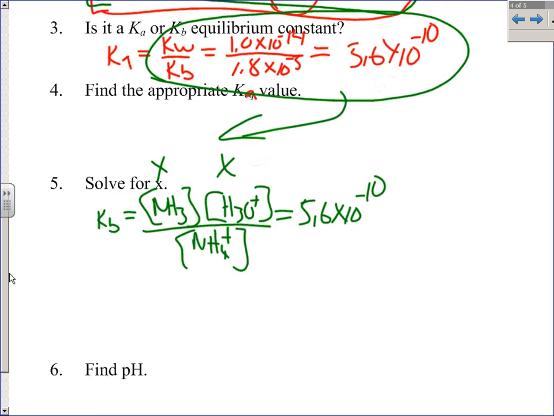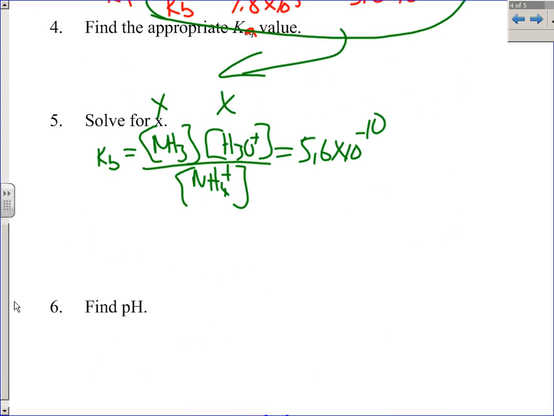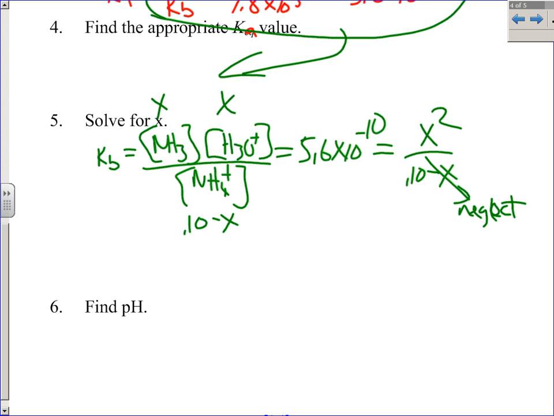let me go back up to the top again, my concentration was 0.10 molar. So this is going to be 0.10 minus x. So skipping ahead here, this is going to be an x squared over 0.10 minus x, and I'm going to neglect x. And when I do that, I end up with x equaling 7, and this is, remember, my H3O plus, which I'm going to quickly write as H plus. It's going to equal 7.46 times 10 to the negative 6 molar.